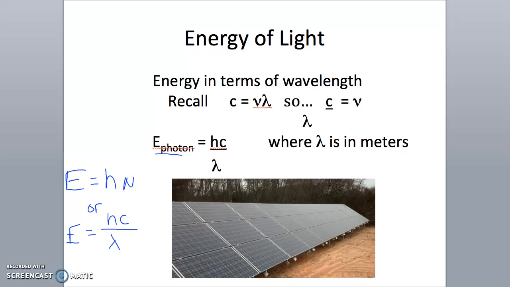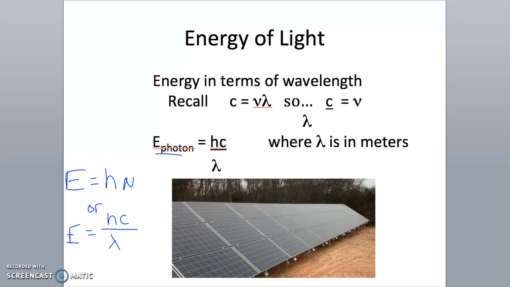So remember that we said the speed of light is equal to the frequency times the wavelength. Well, we can rearrange this formula and solve for frequency, which is the speed of light over the wavelength. So I can replace frequency in this formula, the energy of one photon, with speed of light divided by wavelength. So if I had a wavelength and I wanted to calculate the energy of one photon, I could use the formula hc over lambda, h being Planck's constant, c being the speed of light, and lambda being my wavelength, which has to be in meters.